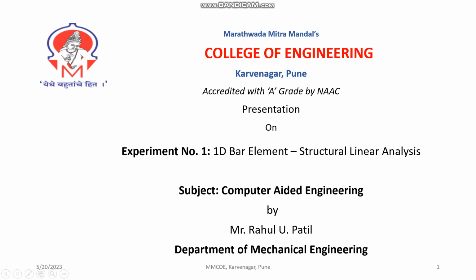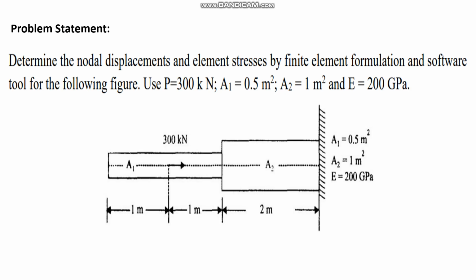Welcome to practicals under course Computer Aided Engineering, and today we'll learn how to perform experiment number 1. The title of experiment is Structural Linear Analysis using 1D bar elements, and here is the problem statement. Determine the nodal displacements and element stresses by finite element formulation and software tool using the following figure. Please note down the input data.